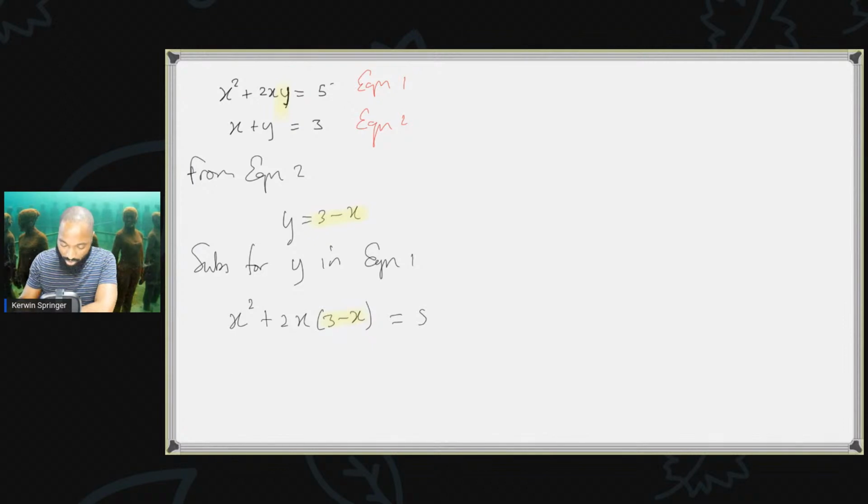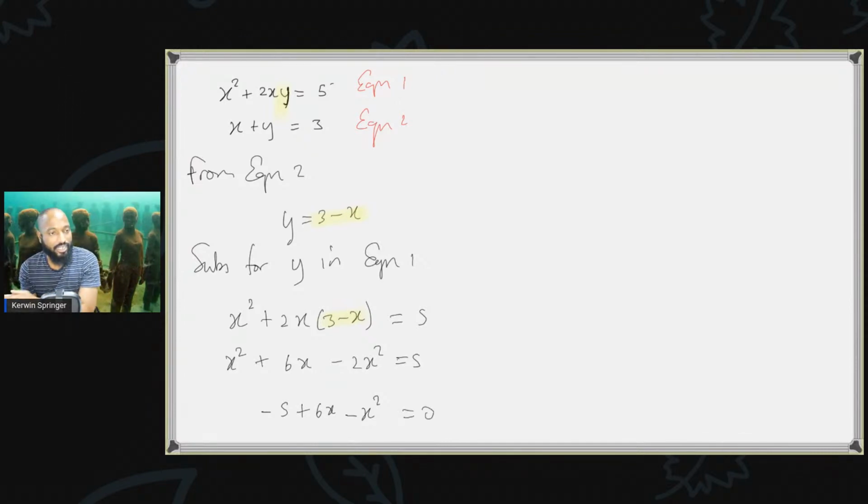So you have x squared plus, and we do something like this already, 2x squared is equal to 5. And we have x squared, getting a 2, and we're getting a negative x squared, and we're getting 6x, and we're getting negative 5. So you can do a number of things. You can bring everything on one side.